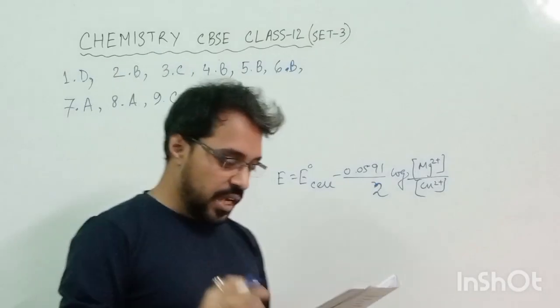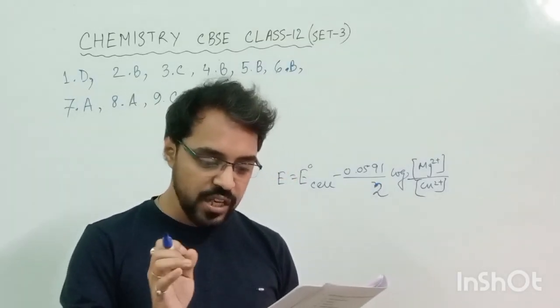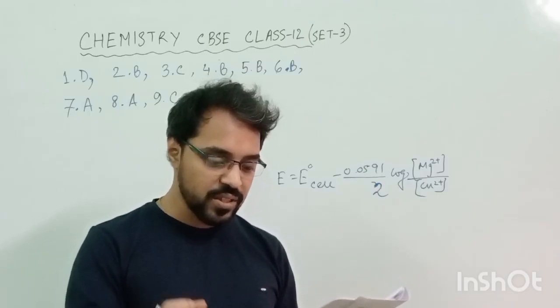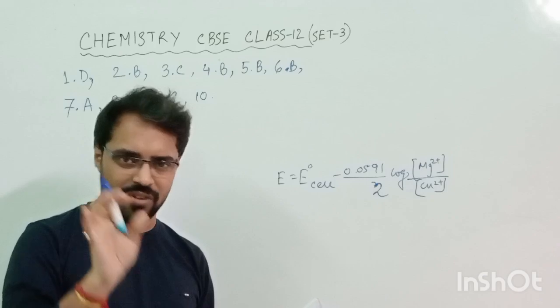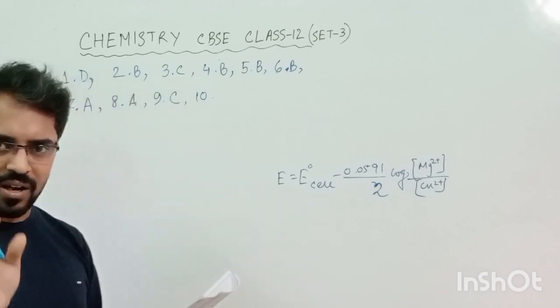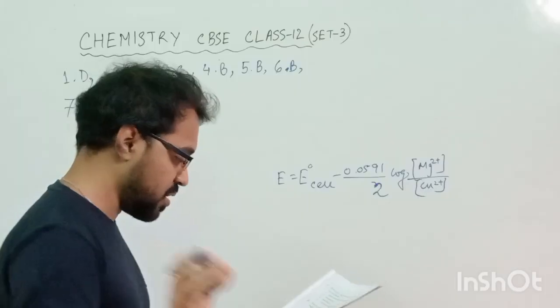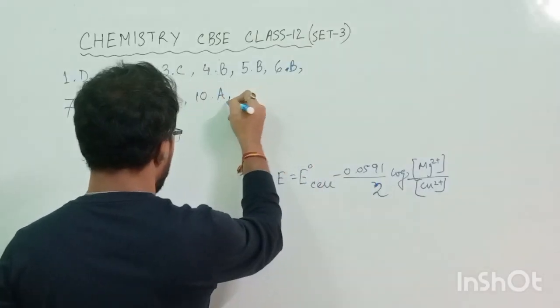Now 10. Each polypeptide in a protein has amino acids linked with each other in a specific sequence, and it is this sequence of amino acids that is said to be the primary structure. The primary structure, that is a specific sequence it is having, which is retained by that polypeptide. So 10 is A, right?